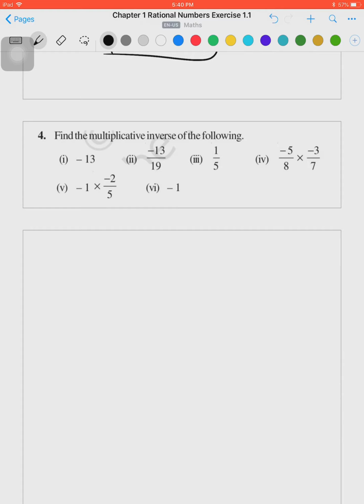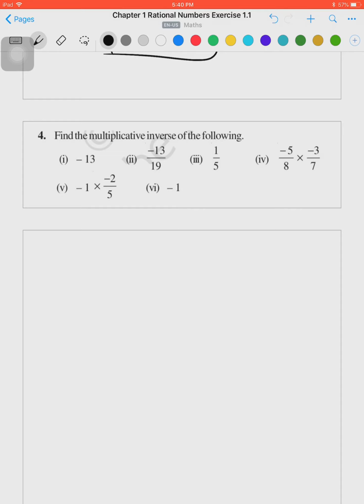Okay, moving ahead, question number 4. Here we have to find the multiplicative inverse of the following numbers. We are given 6 numbers here. So here also I will do the first 4 parts and leave the last 2 parts, which are part 5 and 6, as your home assignment. You will try the last 2 by yourself. I will do the first 4 here. So here we have to find the multiplicative inverse of the following numbers.